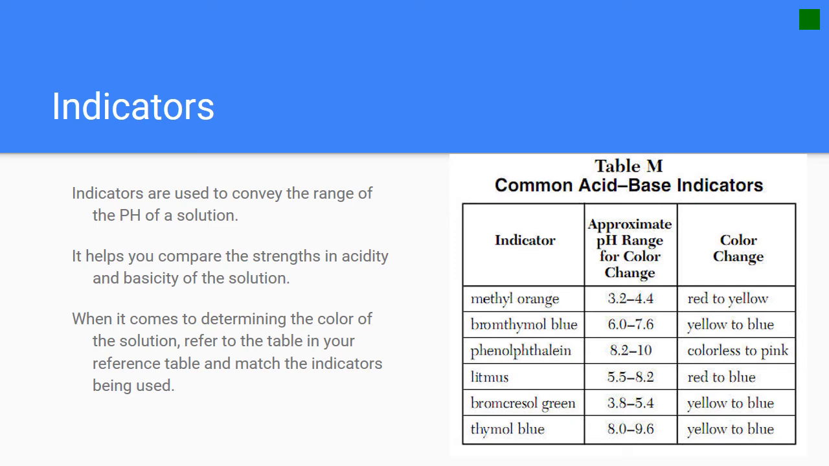When it comes to determining the color of the solution, refer to your table, and on the right we do have some examples. Methyl orange, approximate pH range is 3.2 to 4.4, and obviously the color range is red to yellow. That's for more acidic solutions, and then we have thymol blue for some more basic solutions, that goes from 8.0 to 9.6 on the pH scale, and that has a color change from yellow to blue.